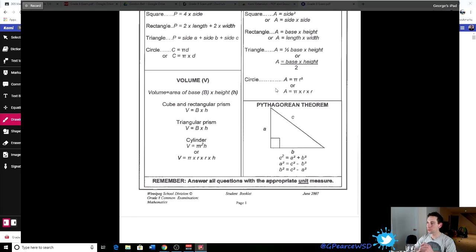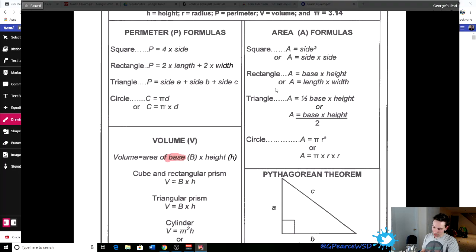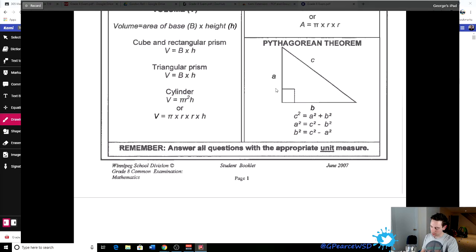They go through some of the volumes. I think it's pretty important to understand. This is something that I think threw a lot of people off. This whole base, it's the area of the base, not just the base. When you're finding volume, it's not just the base of the triangle, right? This base and this base are different, right? I think that's something to pay attention to as you think about studying for this. They give you the Pythagorean theorem, a squared plus b squared. They even break it down further.